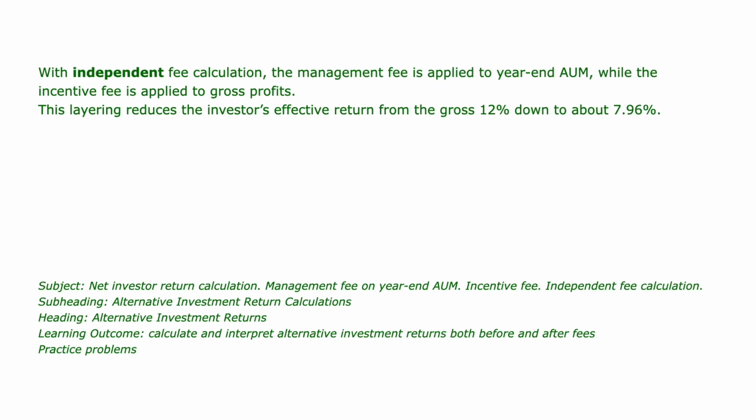Independent calculation creates a layering effect where multiple fees are subtracted from the same gross return, significantly eroding the investor's net gain. This specific structure is less favorable to the investor than a net of management fee structure, as it leads to a higher total fee and a lower effective net return, 7.96% versus the gross 12%.